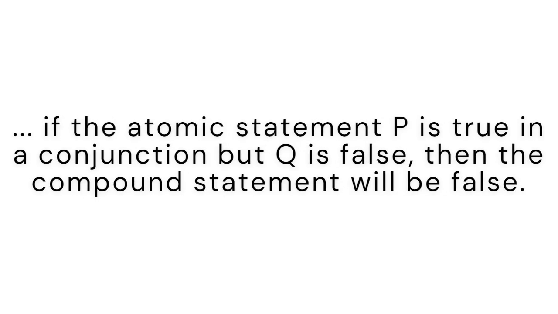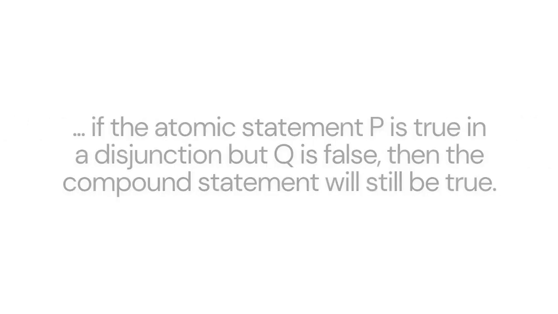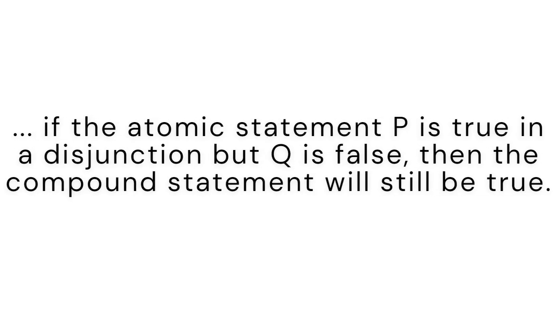All logical operators are truth functional. That means, depending on the truth value of the conjuncts, disjuncts, or whatever, the various operators will produce truth value dependent outputs. For example, if the atomic statement P is true in a conjunction but Q is false, then the compound statement will be false. Conversely, if the atomic statement P is true in a disjunction but Q is false, then the compound statement will still be true. Just reference the truth tables until these functions are committed to memory.